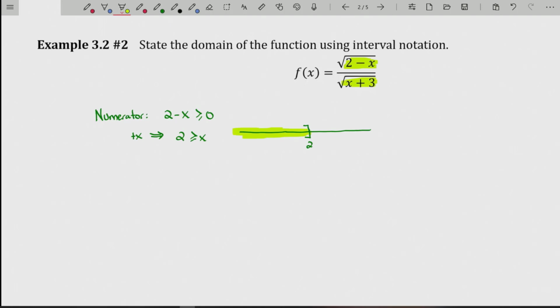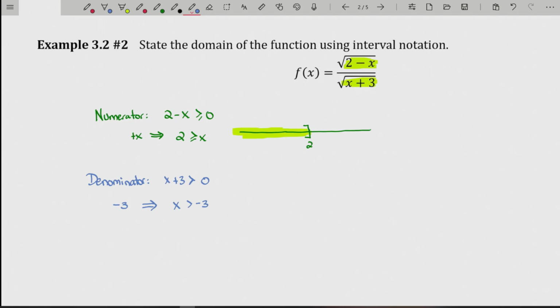Now let's step down to the denominator. The denominator is slightly different. Only because, well, if you said that x plus 3 had to be greater than or equal to 0, you're partially correct. It can't actually be 0 though, because it's in a denominator. So I have to take away the equality there, but that's the only thing I have to really fiddle with. Subtracting 3 from both sides of that inequality, we get that x must therefore be greater than negative 3.